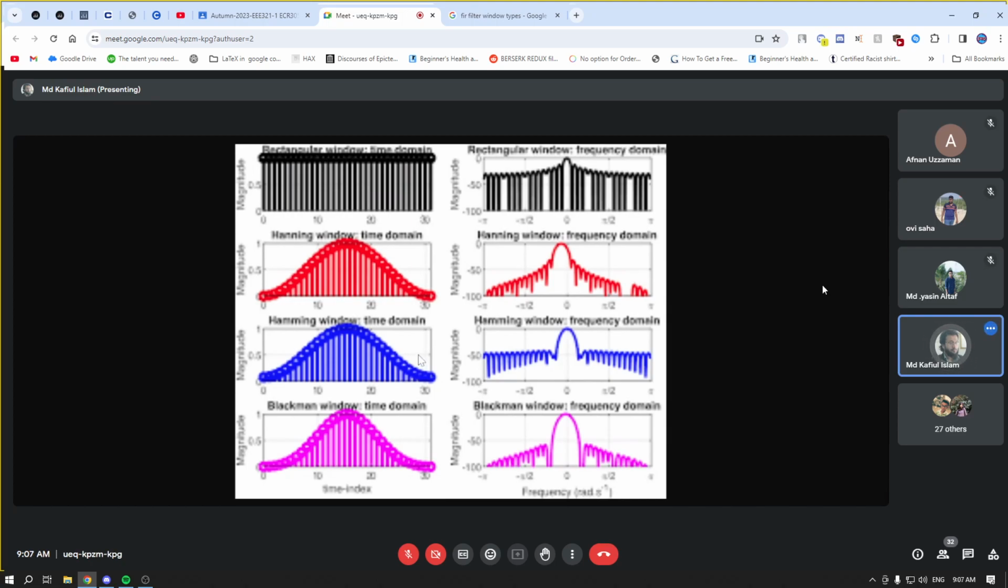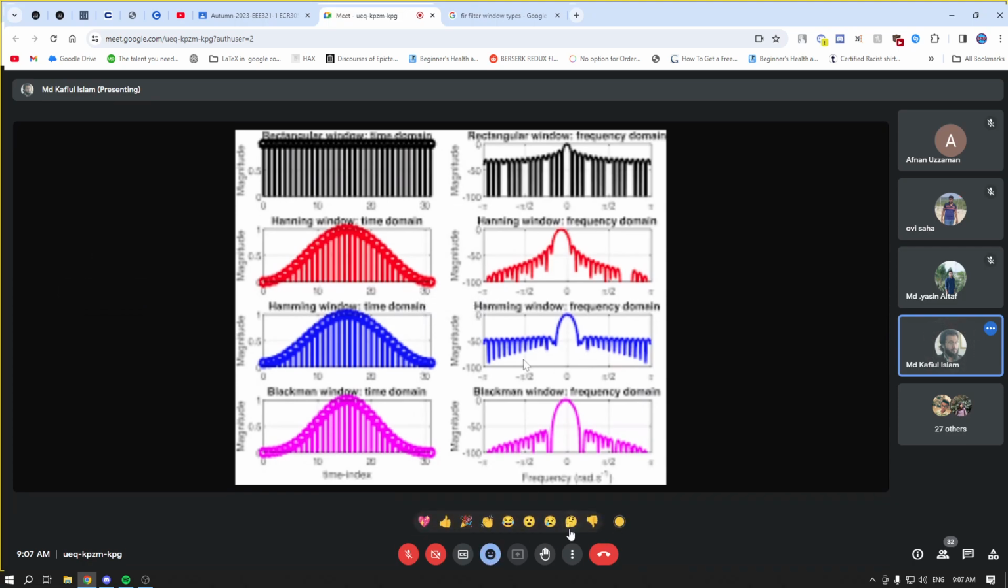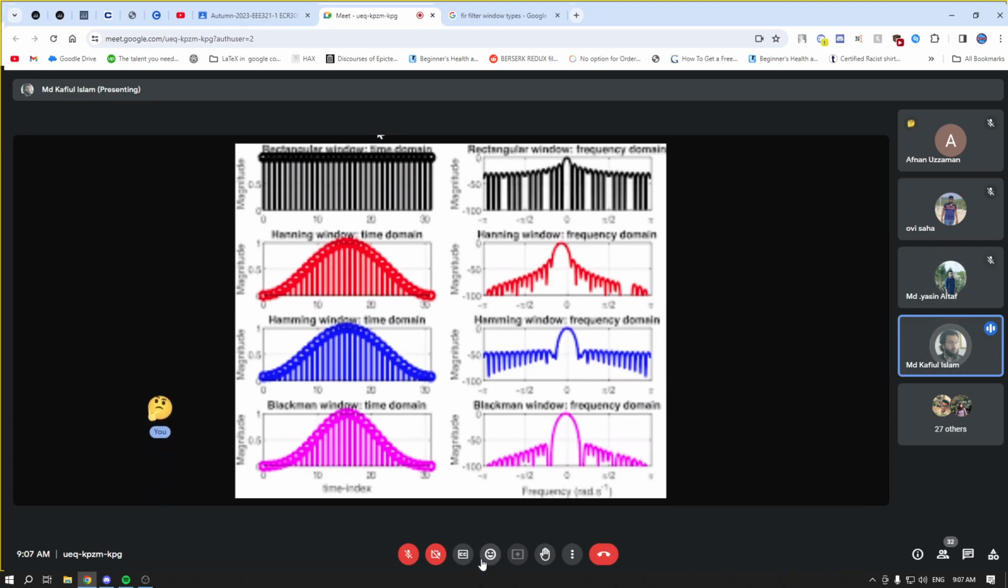The reason for showing this comparison in time domain and frequency domain between the different window functions is that in time domain, the Hamming and Blackman windows look almost the same, but in frequency domain there is a significant difference. Do you agree? Yes, sir. Okay, so this is one thing.